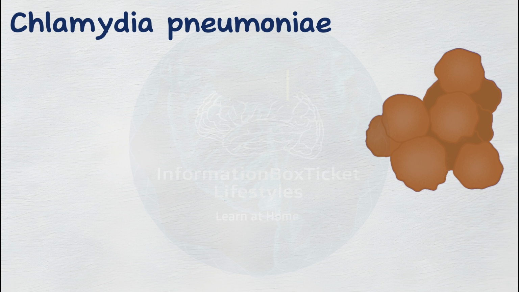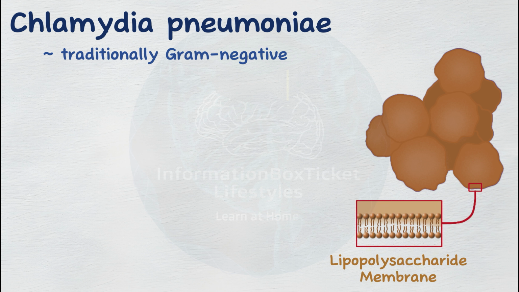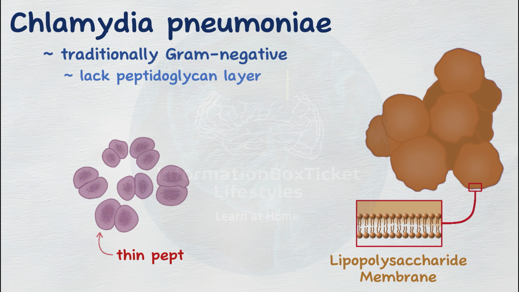Because Chlamydia pneumoniae is unable to withstand the crystal violet dye used in gram staining, it is now traditionally regarded as gram-negative. It also contains an outer lipopolysaccharide membrane, which is a feature shared by all bacteria that are gram-negative. Chlamydia pneumoniae lacks the thin peptidoglycan layer that other gram-negative bacteria have underneath their lipopolysaccharide membrane.